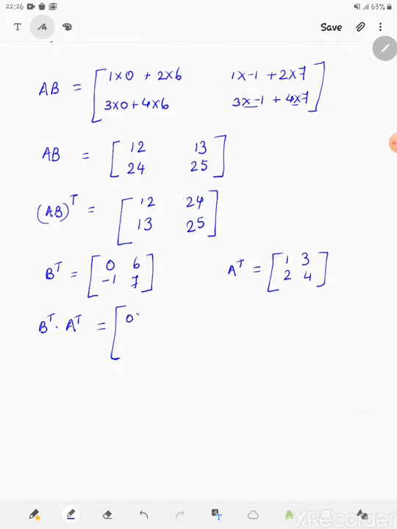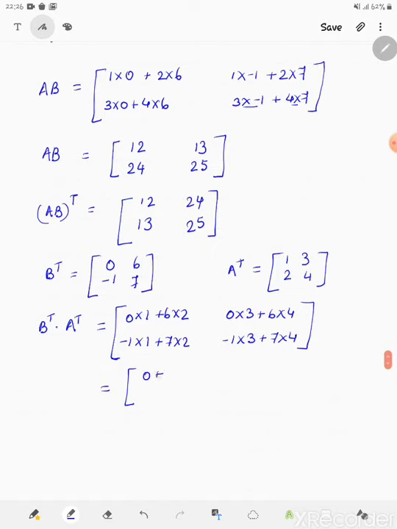So we get 0 into 1 plus 6 into 2. Then we'll get 0 into 3 plus 6 into 4. Again over here we'll get -1 into 1 plus 7 into 2. And then A22 element में क्या मिलेगा? -1 into 3 plus 7 into 4. So what do we get here?